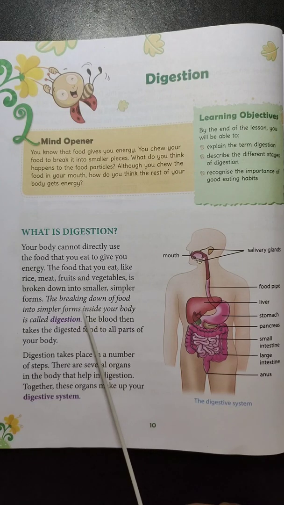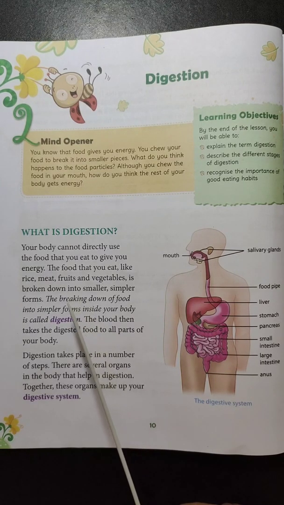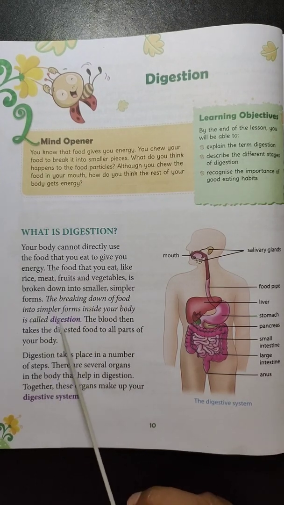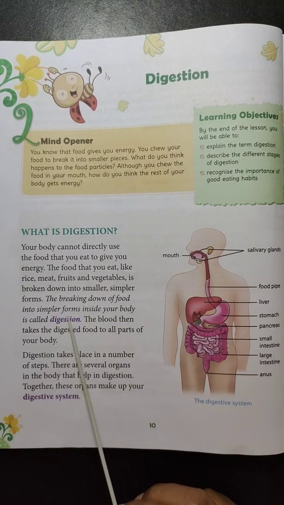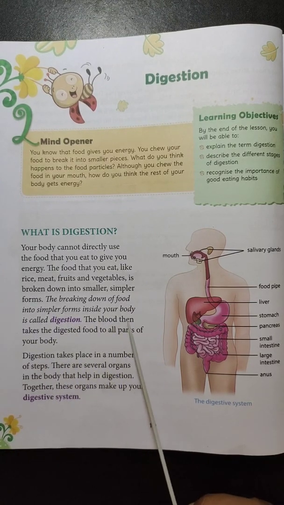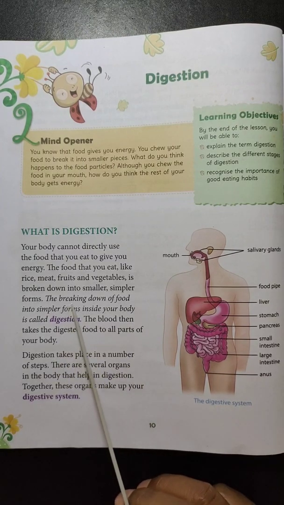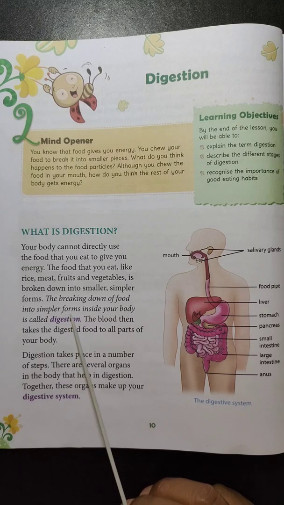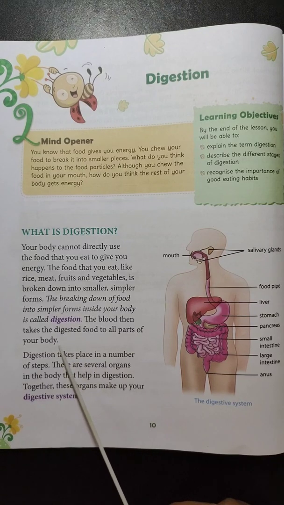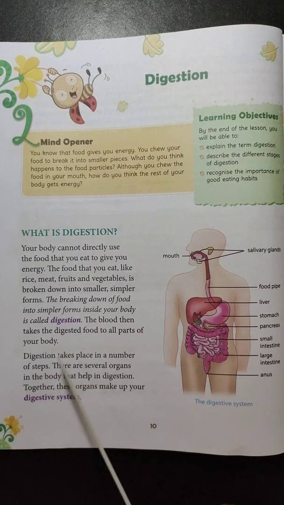One breaking down process will occur in our mouth with the help of teeth. But further, that process will occur in our digestive tube, inside our body. So this entire process is called digestion. The breaking down of food into simpler forms inside your body is called digestion. The blood then takes the digested food. After the food is broken down into simpler form, blood will take the digested food to all the parts of the body. It is the blood that is transporting, supplying and distributing the nutrients to different parts in our body.